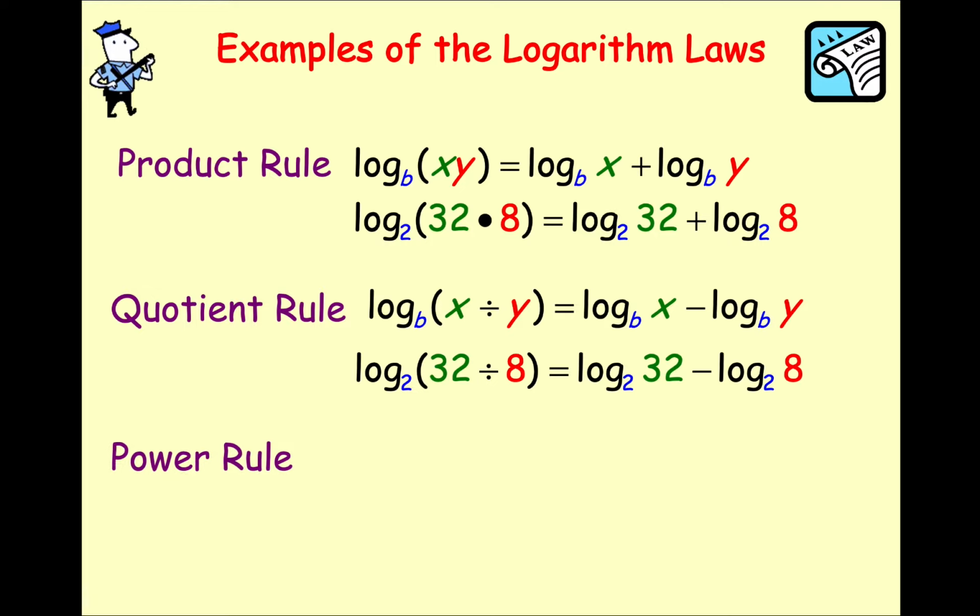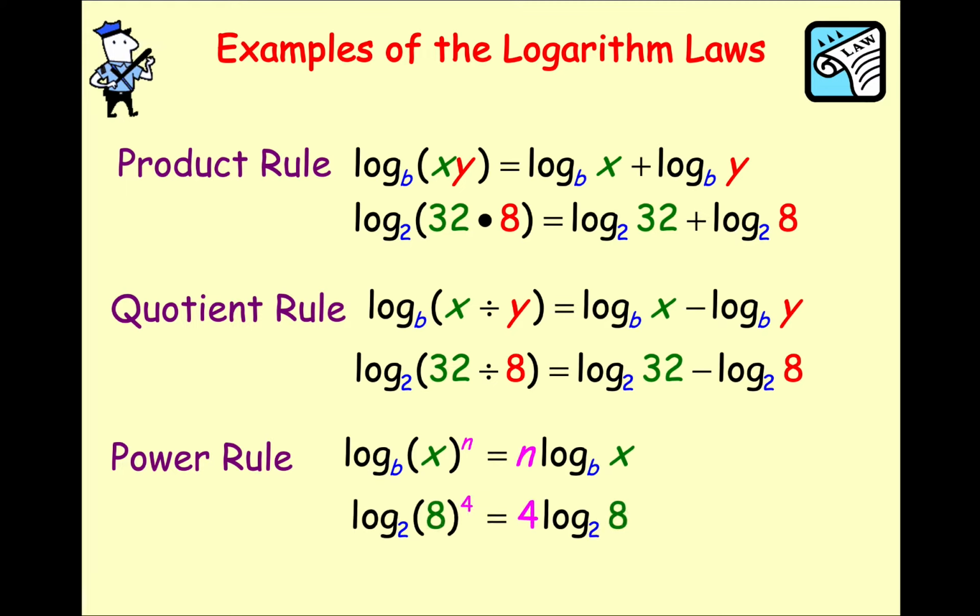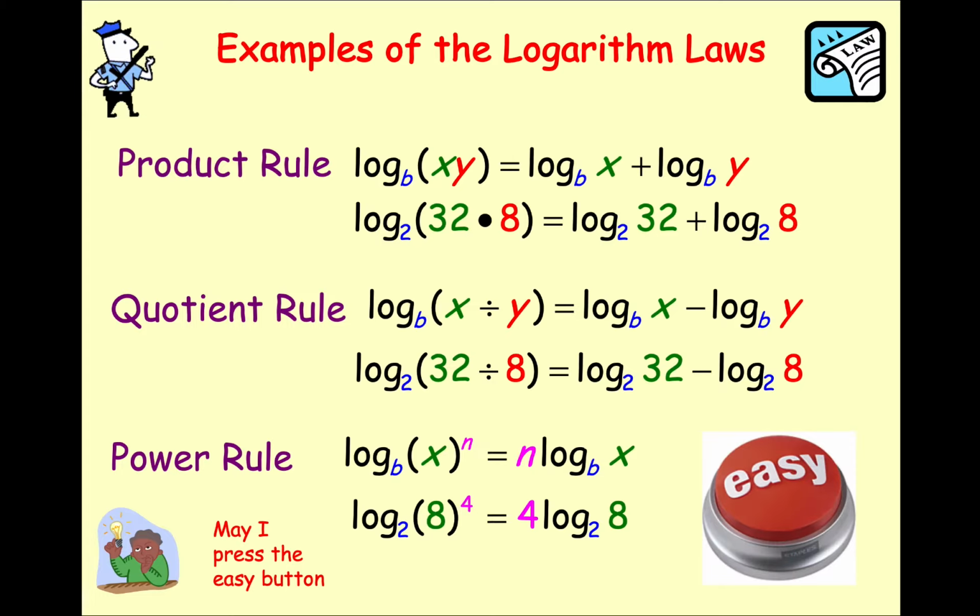Using the power rule. Remember that log b of x to the power of n is equal to n times log b x. So if we want to work out log base 2 of 8 to the power of 4, it is equal to 4 times log base 2 of 8. Easy.